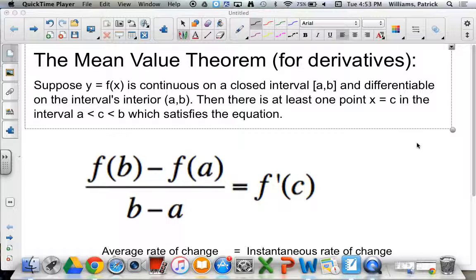They end up actually being different wordings of the same theorem, but we'll go over the integral one later in the second semester when we talk about integration. But for right now we'll just talk about this one.